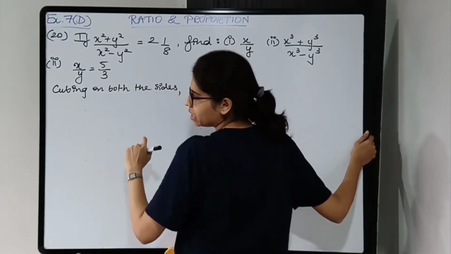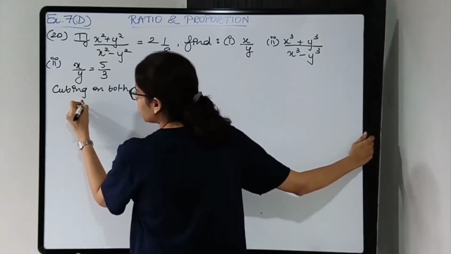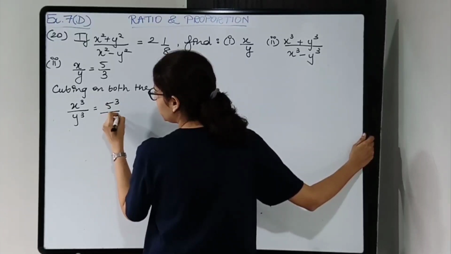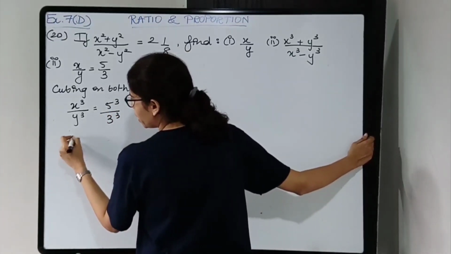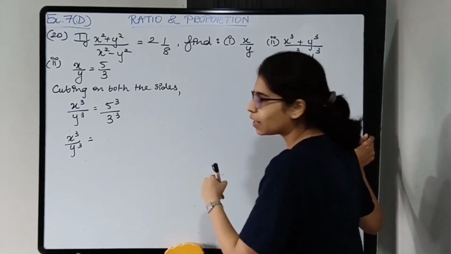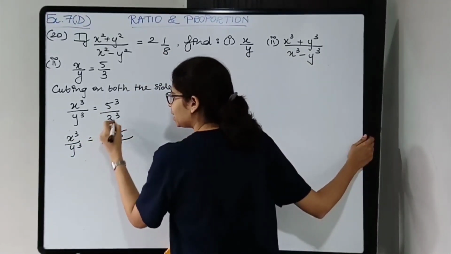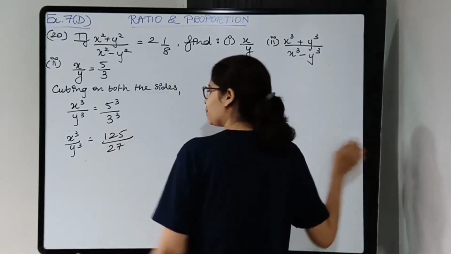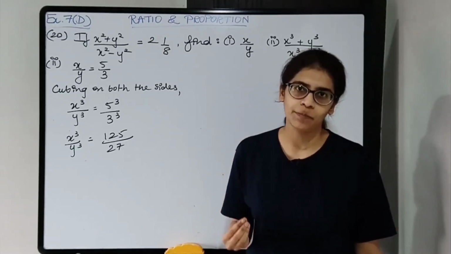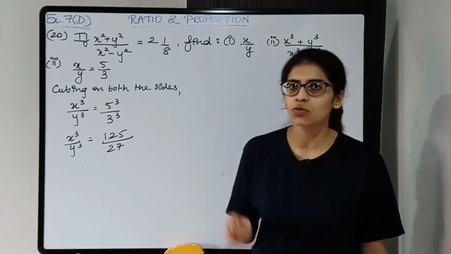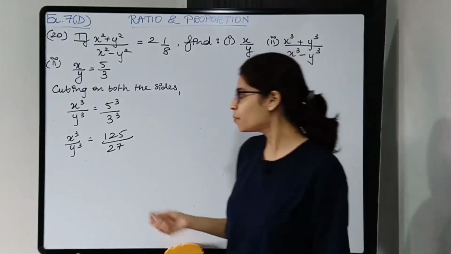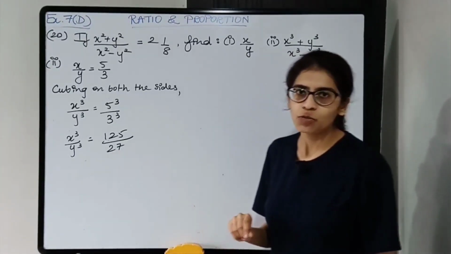So you have to give reason, okay? x will become x cube, y will become y cube, 5 cube and 3 will be 3 cube. So x cube upon y cube is equal to 5 cube, 5 into 5 into 5, 125, and 3 into 3 into 3, 27. You're supposed to know the cubes and squares up to 30. Cubes, squares, square roots and cube roots. You're supposed to know these, okay? So this is the value of x cube upon y cube.